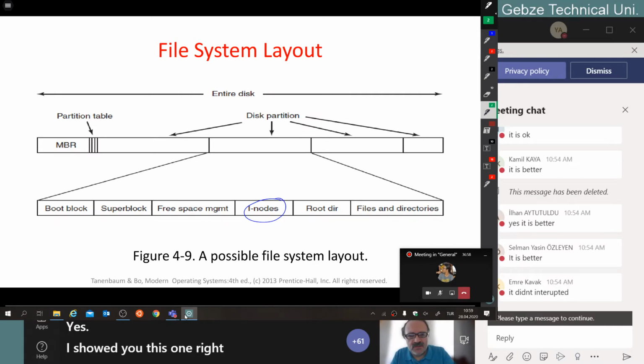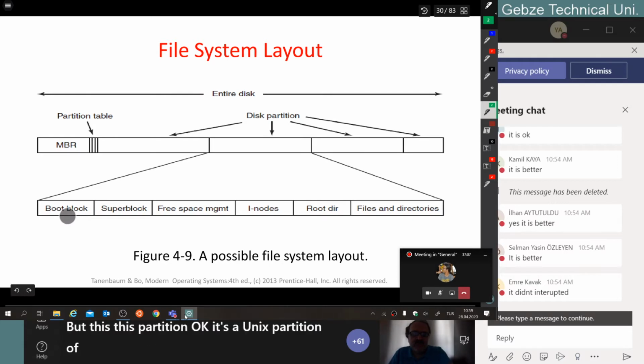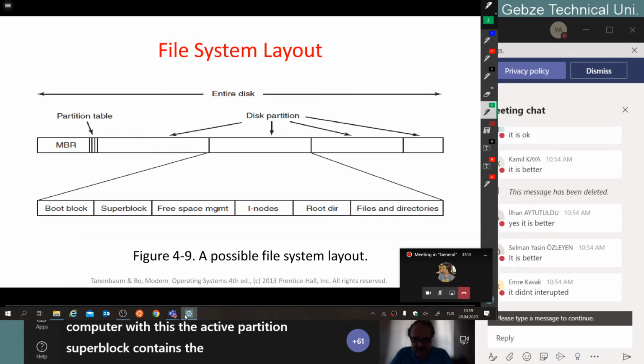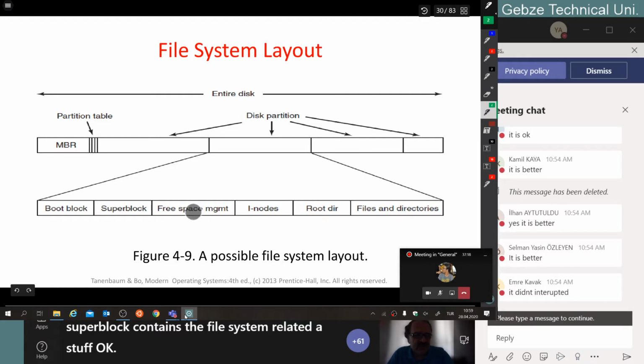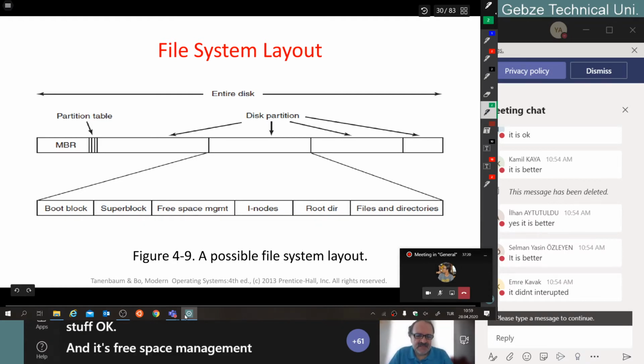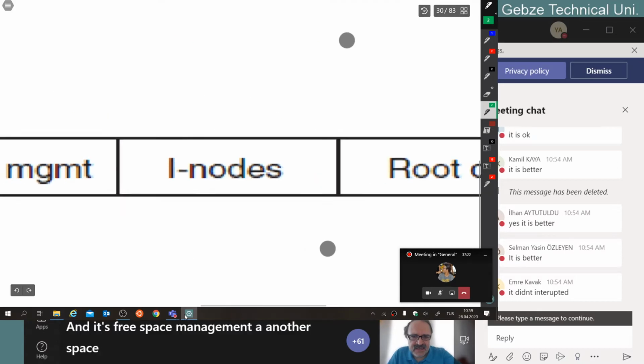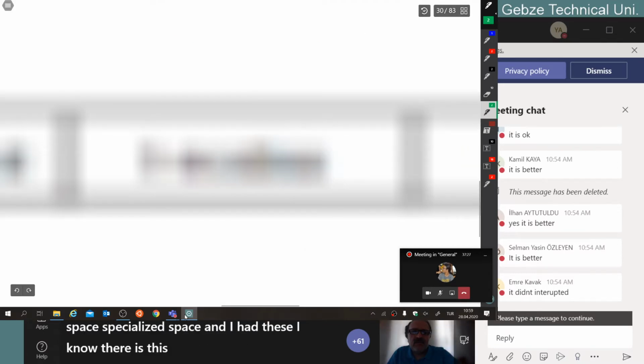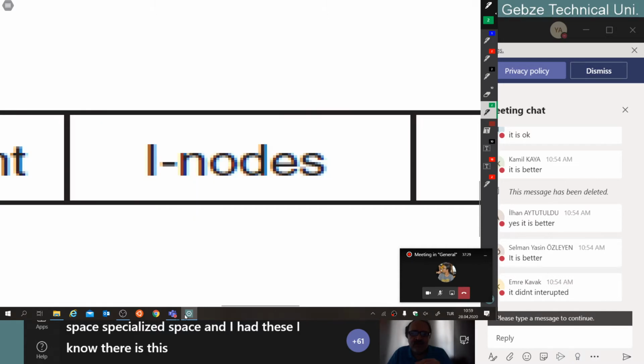So with this disk partition, it's a Unix partition. I have my boot block to boot my computer if this is the active partition. Super block contains the file system related stuff, and free space management, another specialized place. And I have these inodes. There is a special place on my disk that keeps the inodes.